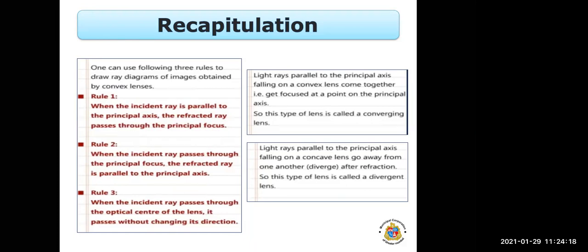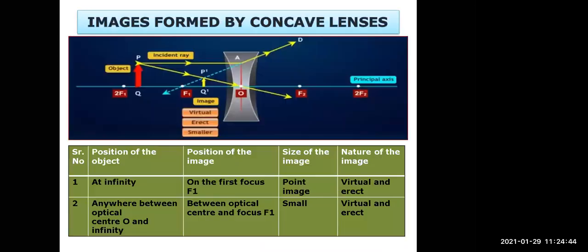Whereas divergent lenses are those where, whenever light rays parallel to the principal axis fall on a concave lens, they go away from one another, that is, they diverge after refraction. So this type of lens is known as a divergent lens, where the refracted rays diverge. And it happens only in concave lenses, not in convex lenses.